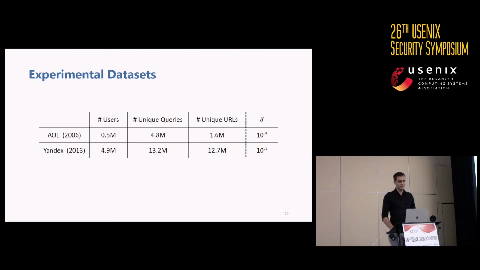The only way we treated these two things differently in our experiments is with the delta term in the privacy budget. And that was chosen based on the number of users in the data set. So the AOL, the smaller data set, was given a larger delta of 10 to the minus 5, still small. And the Yandex data set was given a delta of 10 to the minus 7.